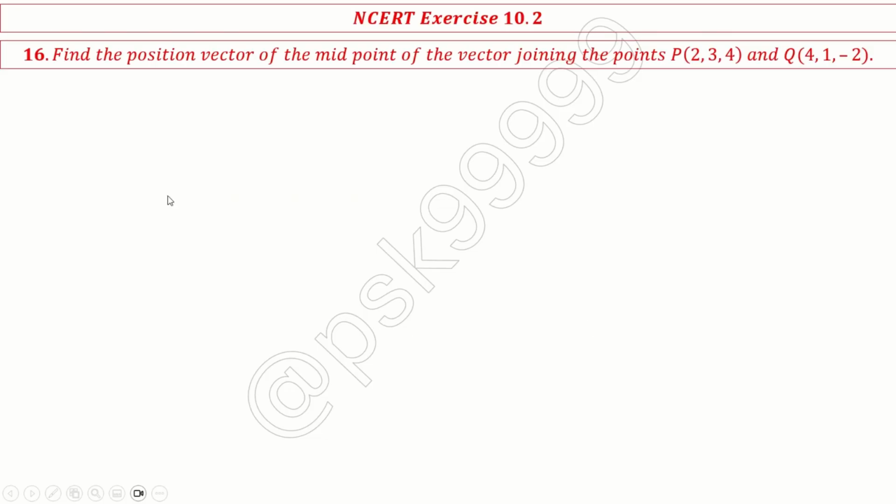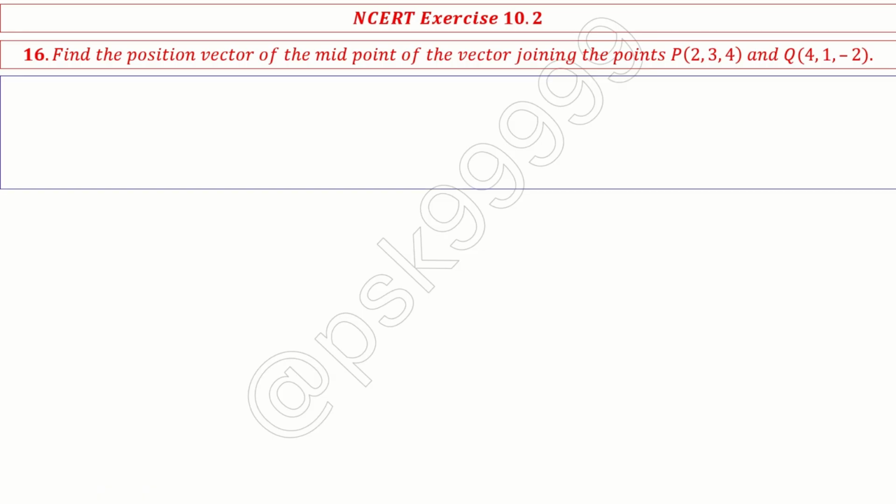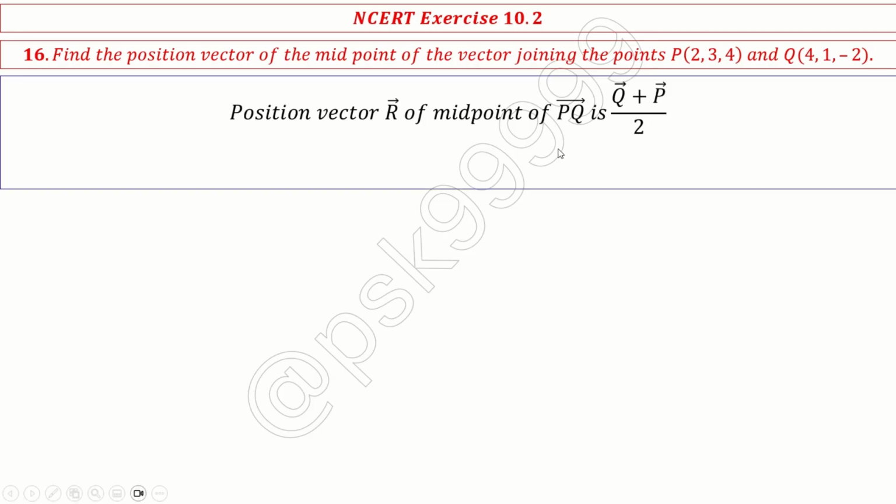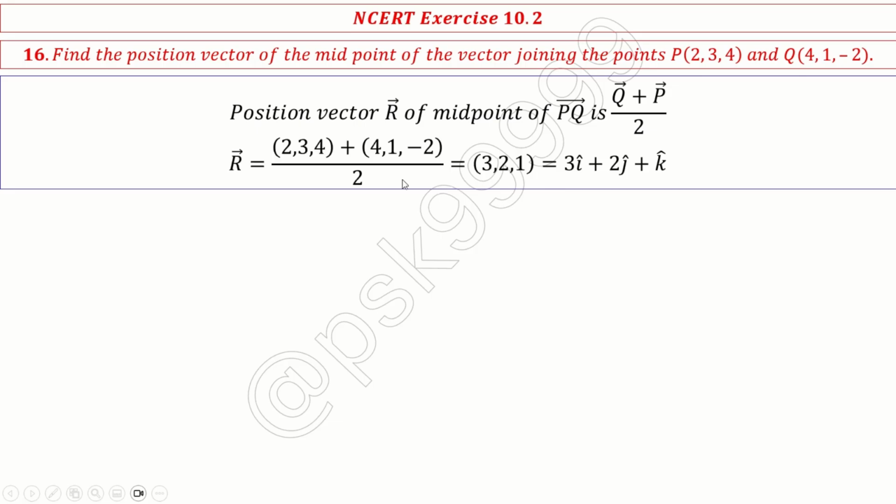Find the position vector of the midpoint of the vector joining the points. This one. Okay. Midpoint we know always, you just add the respective terms and divide by 2. That's all, right? A plus B by 2 basically. You'll do. So that is Q bar plus B bar by 2. So answer is 3i 2j plus k.